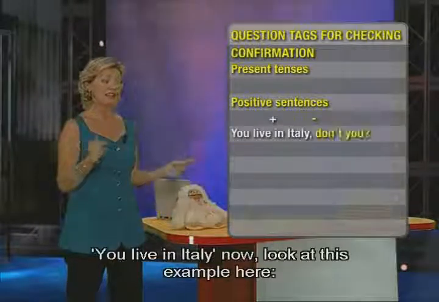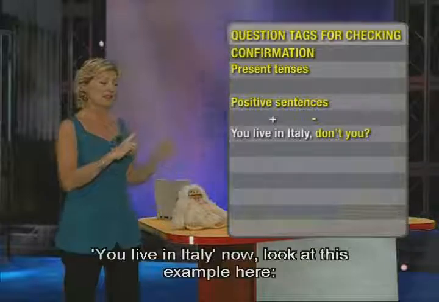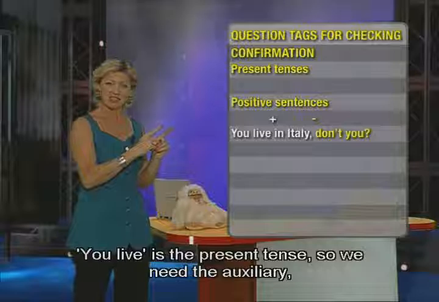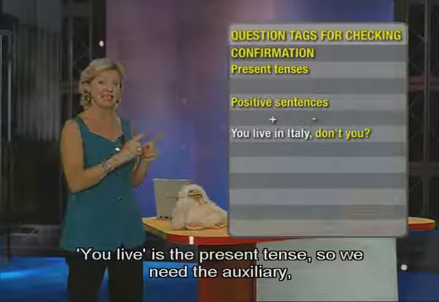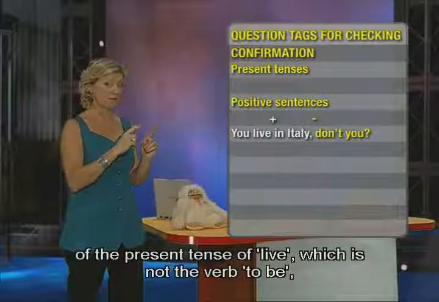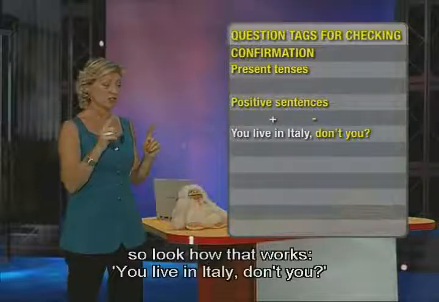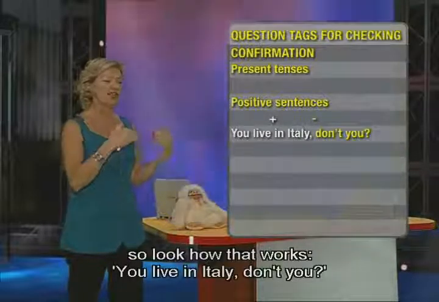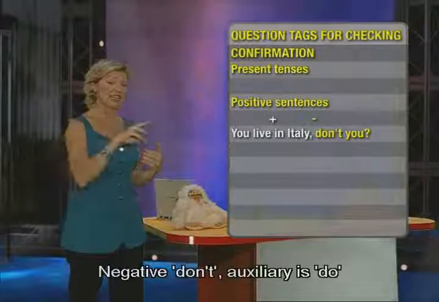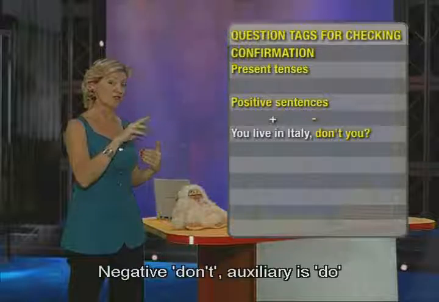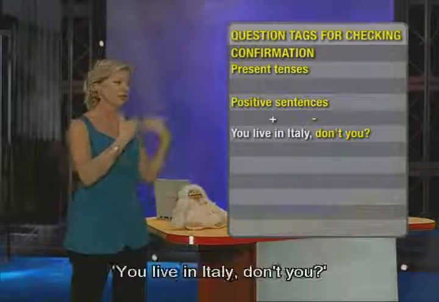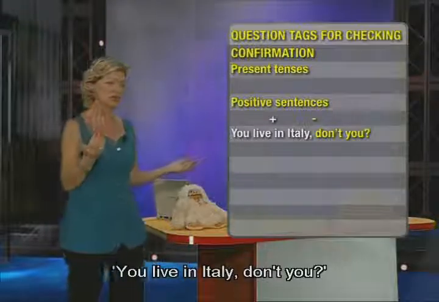You live in Italy now. Look at this example here. You live is the present tense. So we need the auxiliary of the present tense of live, which is not the verb to be. So look how that works. You live in Italy, don't you? Negative don't. Auxiliary is do in the negative, don't you. Interesting, eh? You live in Italy, don't you?